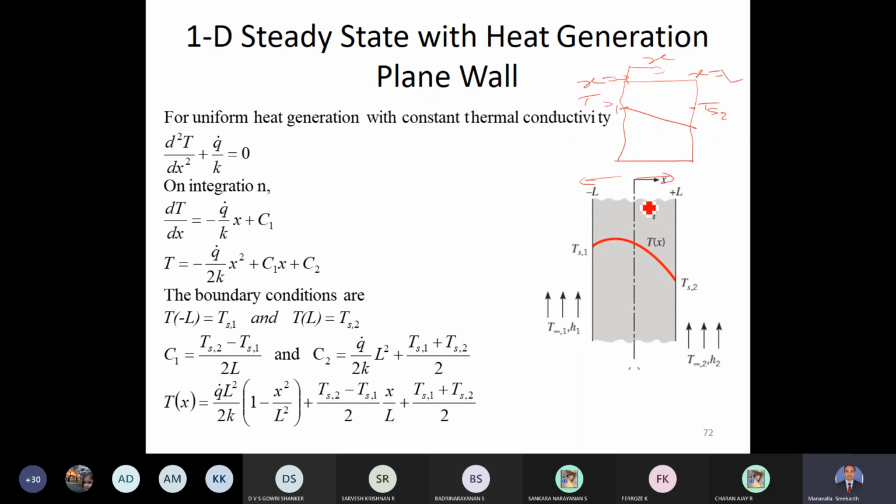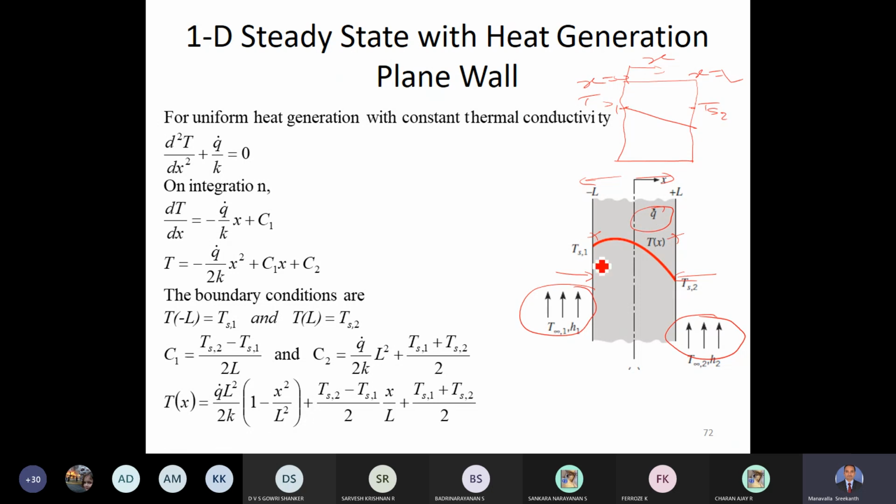Now you see there is a slab here, and this slab has one temperature Ts1 on the left face, and one temperature Ts2 on the right face. As of now, let us ignore the convection part. That means we are restricting ourselves to the solid portion only. And there is also heat generation here.